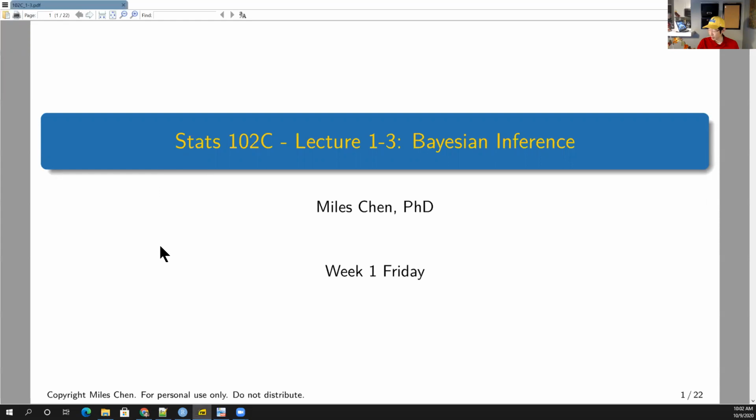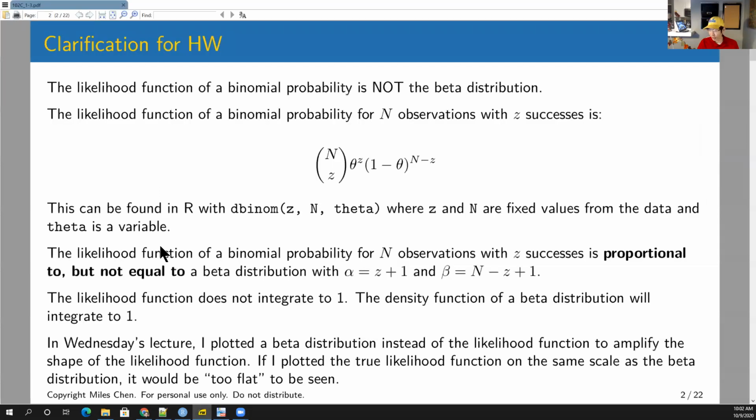Right, okay. I saw a post on Campus Wire and I got questions during office hours, so I just want to clarify a couple of things. In my slides from Wednesday, I think I should have deleted the vertical label on some of the plots to improve things.